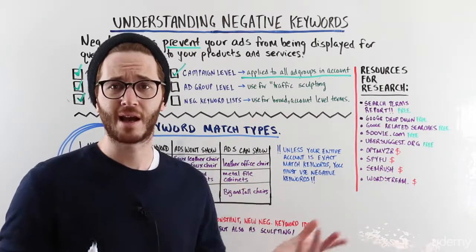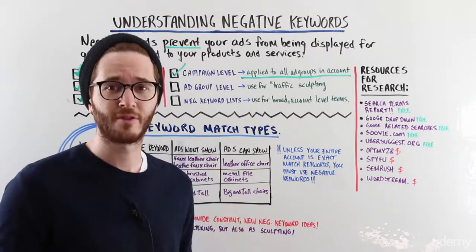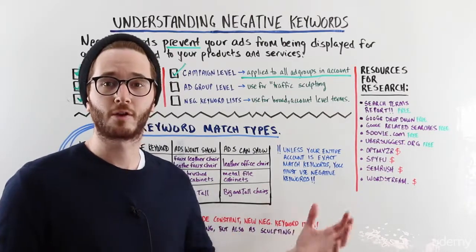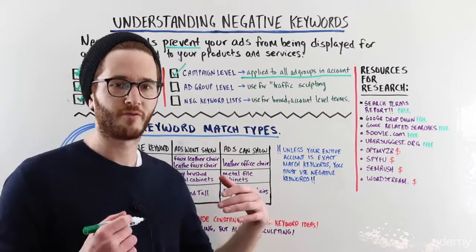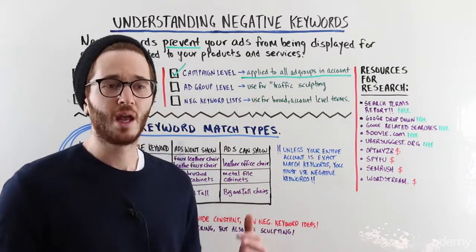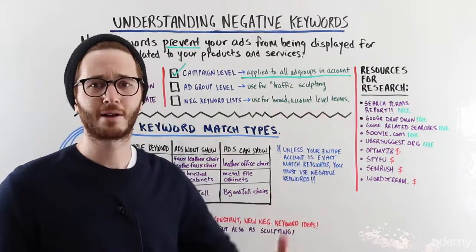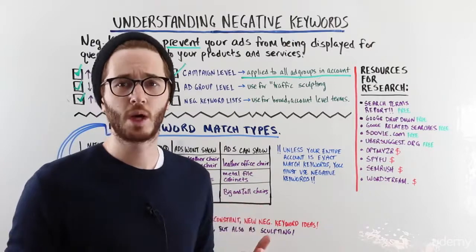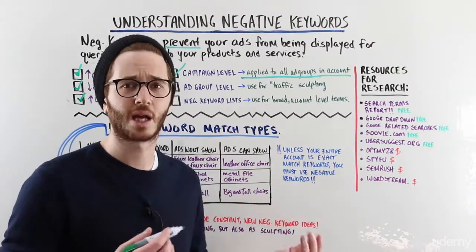So for example, let's take the business that we've been working with, which is Poppin Furniture. Let's say we have a negative keyword that we want to apply to all the ad groups in our file cabinets campaign. So we would add a campaign level negative keyword, and none of the ads inside that entire campaign will be allowed to show if my negative keyword is contained inside the query.